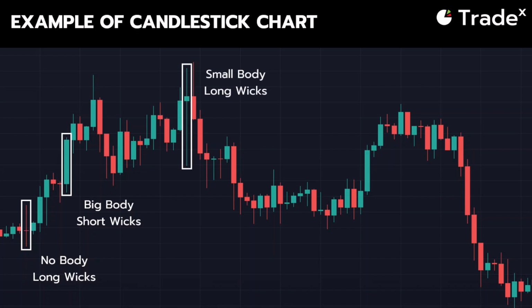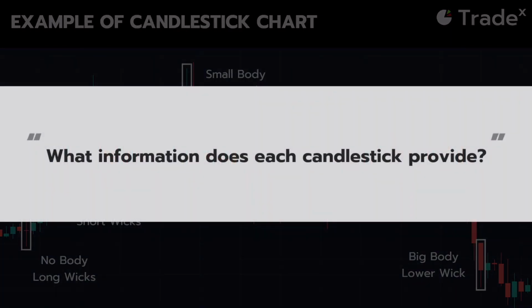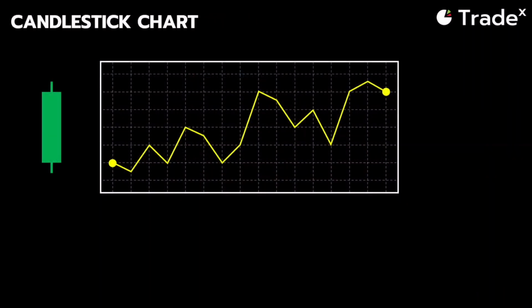This green candlestick has a small body and very long wicks. Some candlesticks have only upper or lower wicks. Here is an important question: what information does each candlestick provide? Let's look at these examples. A green candle with a big body indicates that the closing price is significantly higher than the opening price, reflecting a strong upward movement in the stock or asset during that trading period.